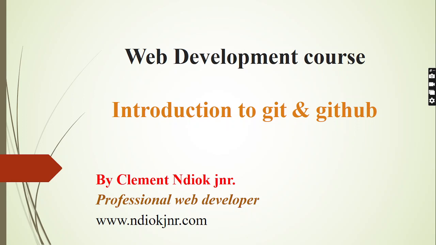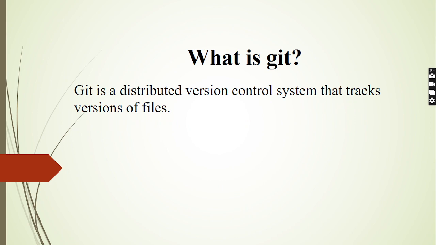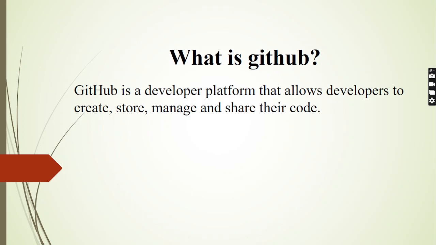In this video I'll be talking about Git and GitHub. So what is Git? I'm sure I've been hearing about Git, but there's a difference between Git and GitHub. Git is actually a distributed version control system that tracks version files. With GitHub you'll be able to integrate certain things like moving files from your computer to the GitHub repository. That could be done by Git, which is a version control system.